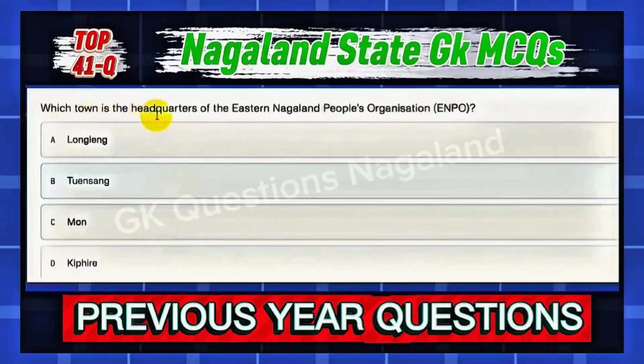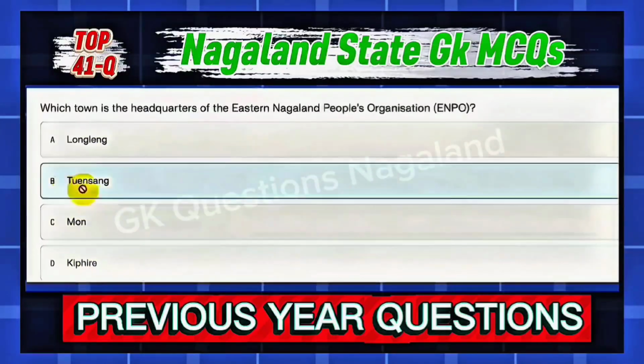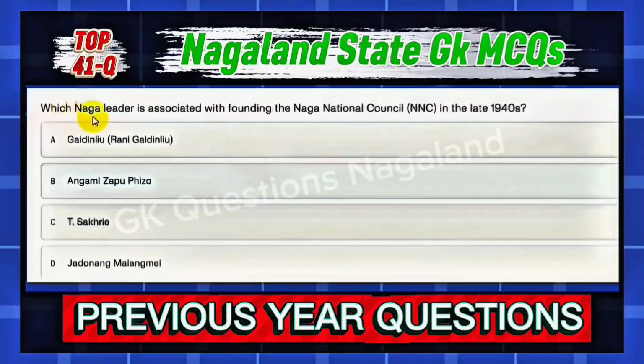Question 11. Which town is the headquarters of the Eastern Nagaland People's Organization, or ENPO? Options: A. Longleng, B. Tuensang, C. Mon, D. Kiphire. The correct answer is B. Tuensang.